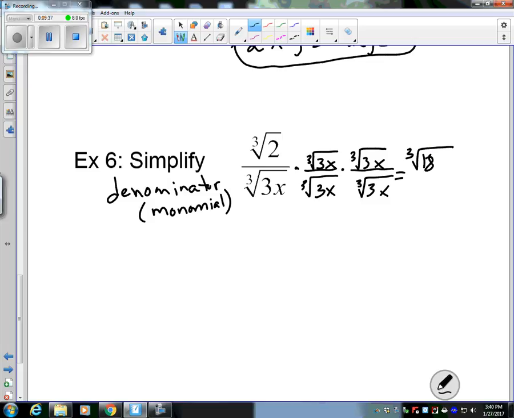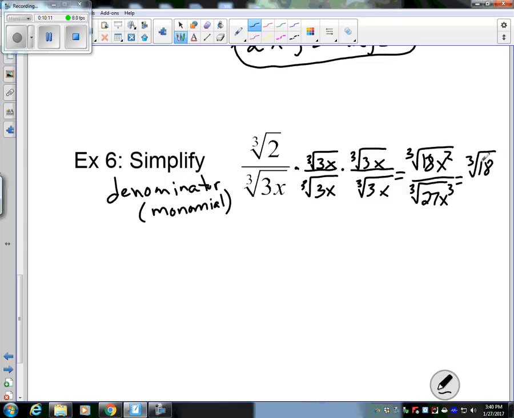In the denominator, we have the cube root of 3 of the exact same things. After a little bit, you're going to be able to skip this step I'm going to do, but right now, you do 3x times 3x times 3x, and that's the cube root of 27x to the 3rd. When we go to simplify this, the cube root of 18 in the numerator cannot simplify. Cube root of x squared cannot simplify. So we're trying to simplify now.